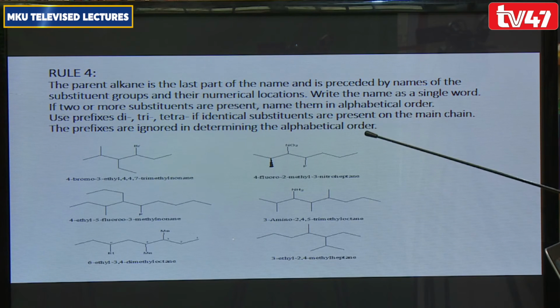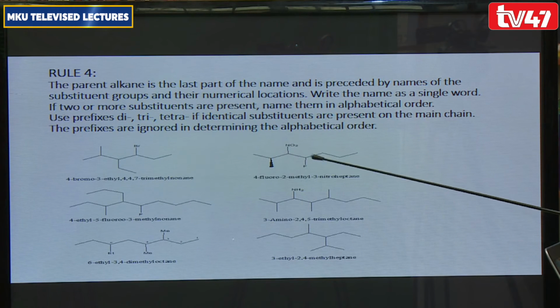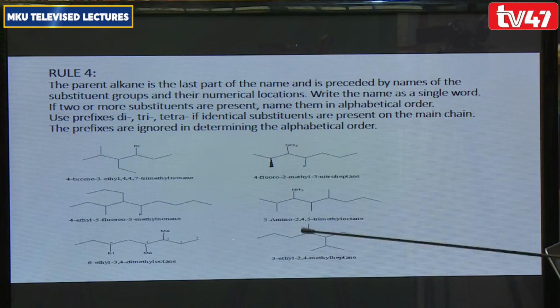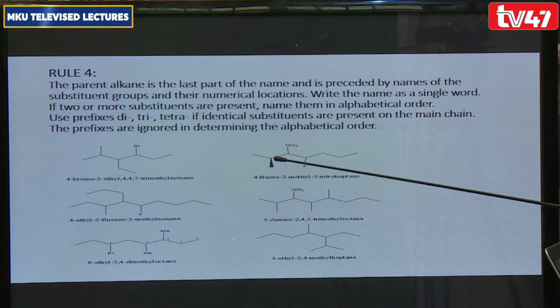Now, F and N: F comes before N, but M comes before N. So in this case, we shall start with fluoro. But in numbering, we shall start in a manner that gives the lowest sum. So 2, 3, 4 is the lowest sum of numbers you can get. So the methyl group is position 2, but the fluoro group is in position 4, but it will be named first. So this one becomes 4-fluoro-2-methyl-3-nitroheptane. So you see, the order of naming is not as per their numbers, but rather the alphabetical order of names.